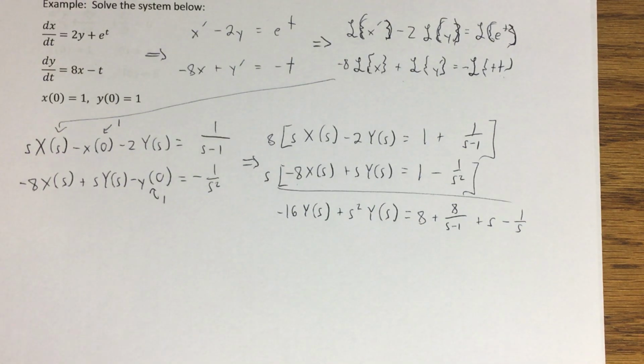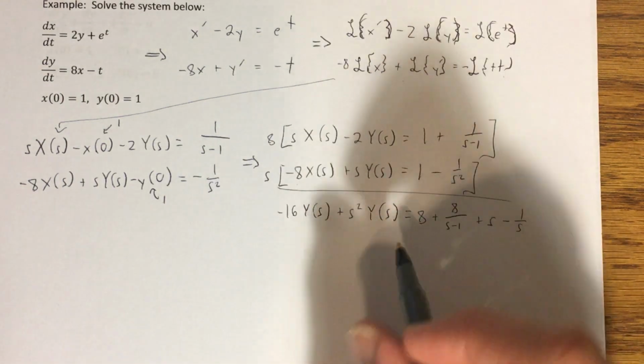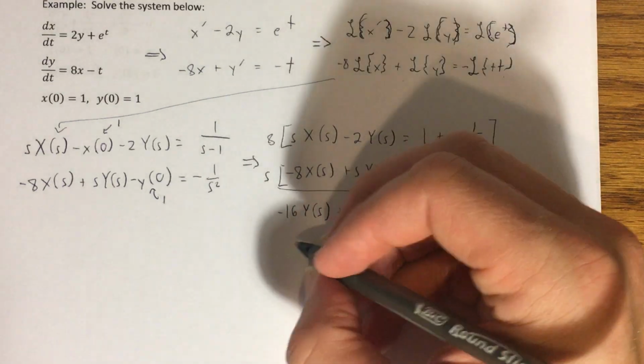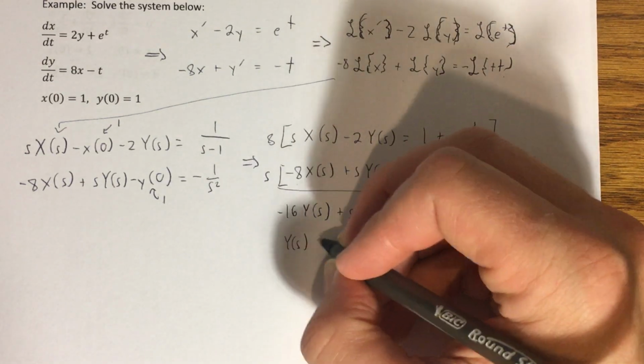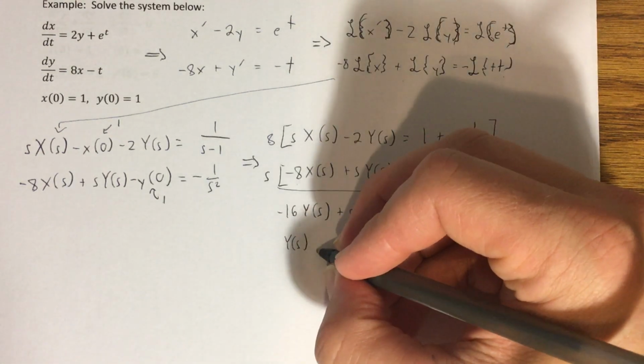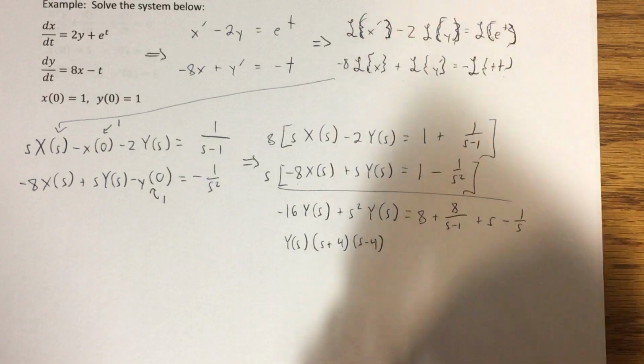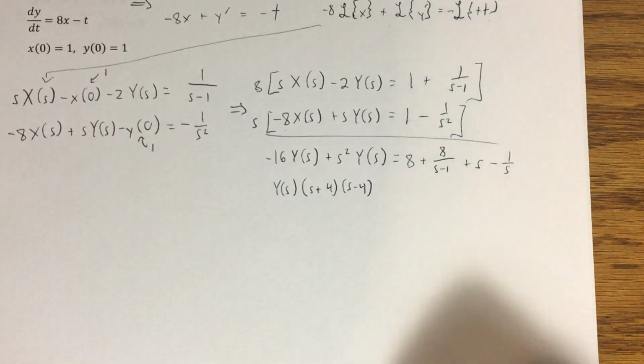Okay? And now I'm going to work on simplifying things down a bit. So over here, if I factor the Y of s out, I'm going to have Y of s times s squared minus 16, which is the same thing as s plus 4 times s minus 4. So that would factor even further.